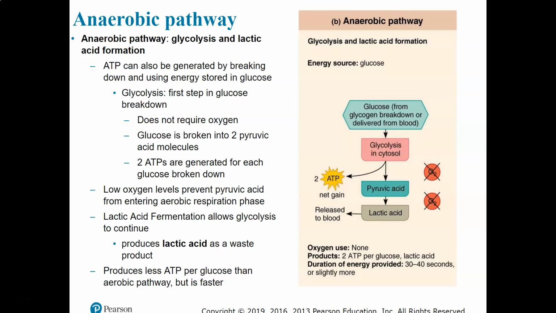So we're going to need oxygen in order to do aerobic respiration. We get that oxygen from our blood flow. If we are using up oxygen too quickly in our muscles and we're not able to provide those muscles with enough oxygen, then we need to rely on these anaerobic pathways. So anaerobic pathways produce less ATP than aerobic pathways, but do it faster and without oxygen.